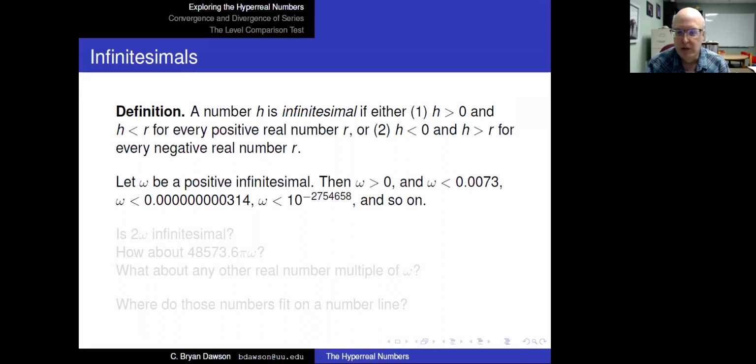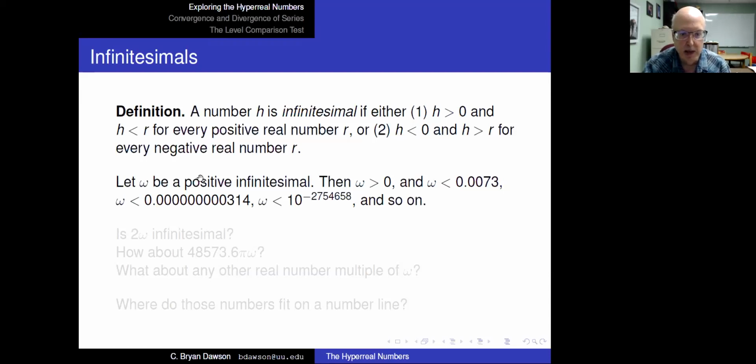A number h is infinitesimal if either it's positive but less than every positive real number, or it's negative but larger than every negative real number. Now we know there's no smallest positive real number, right? But then we're looking at an infinitesimal as a number that is less than all of these positive real numbers. So it's not a real number. It's one of what we will call the hyperreal numbers.